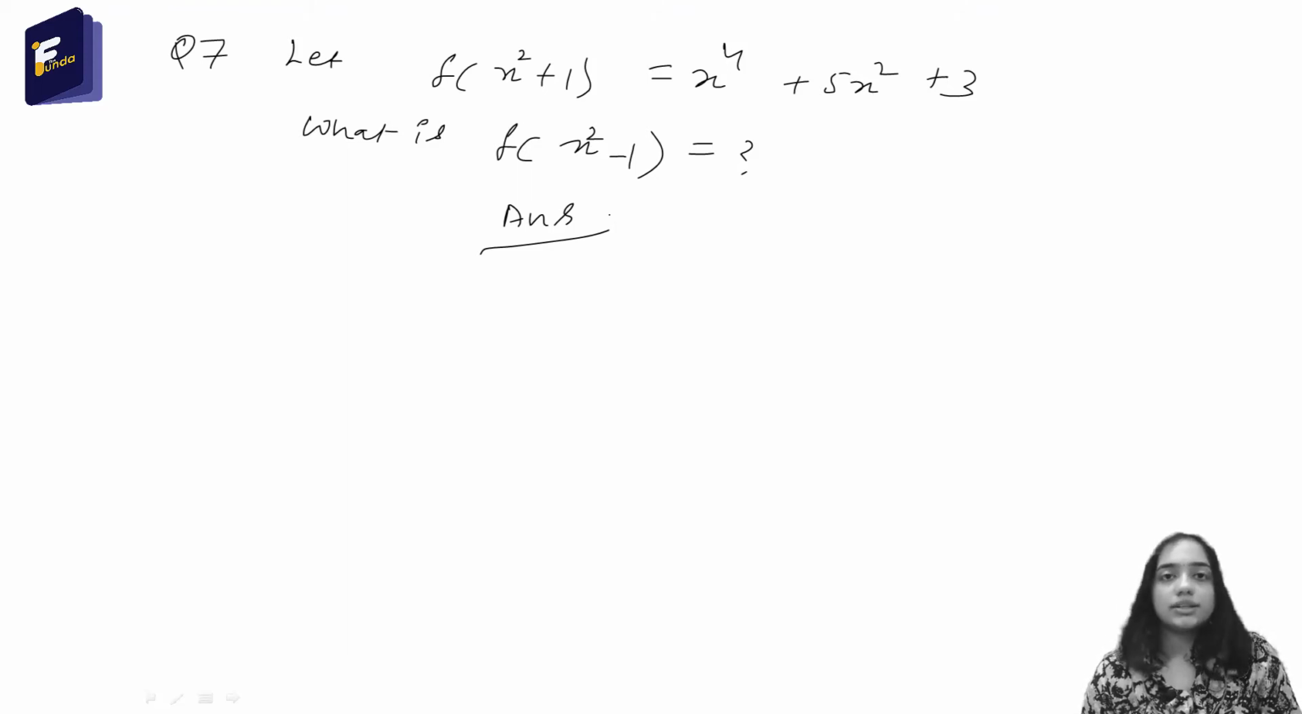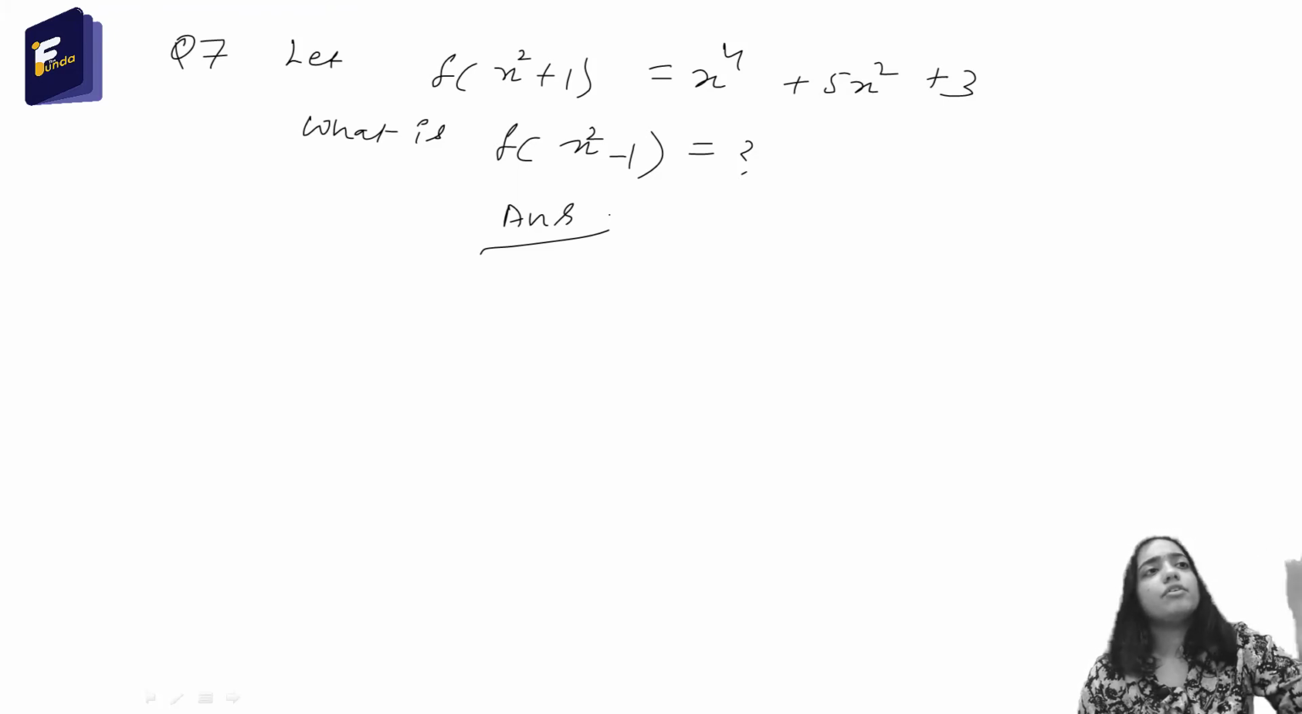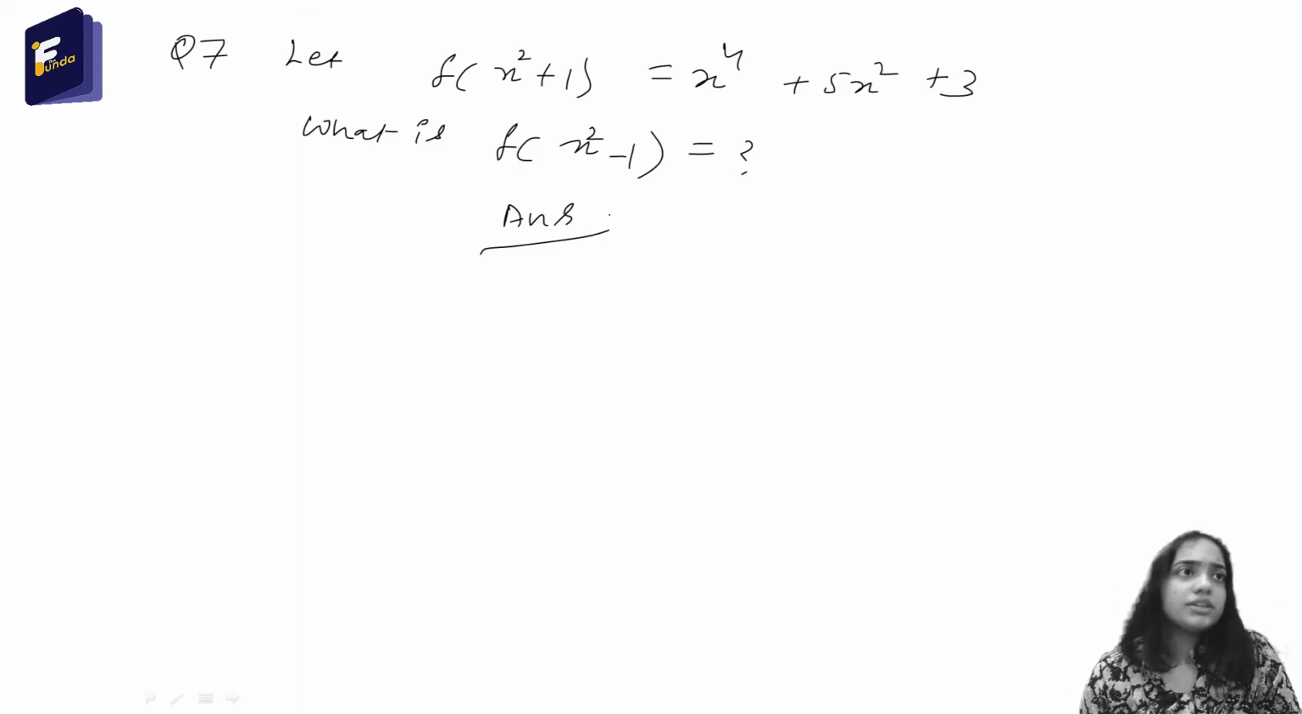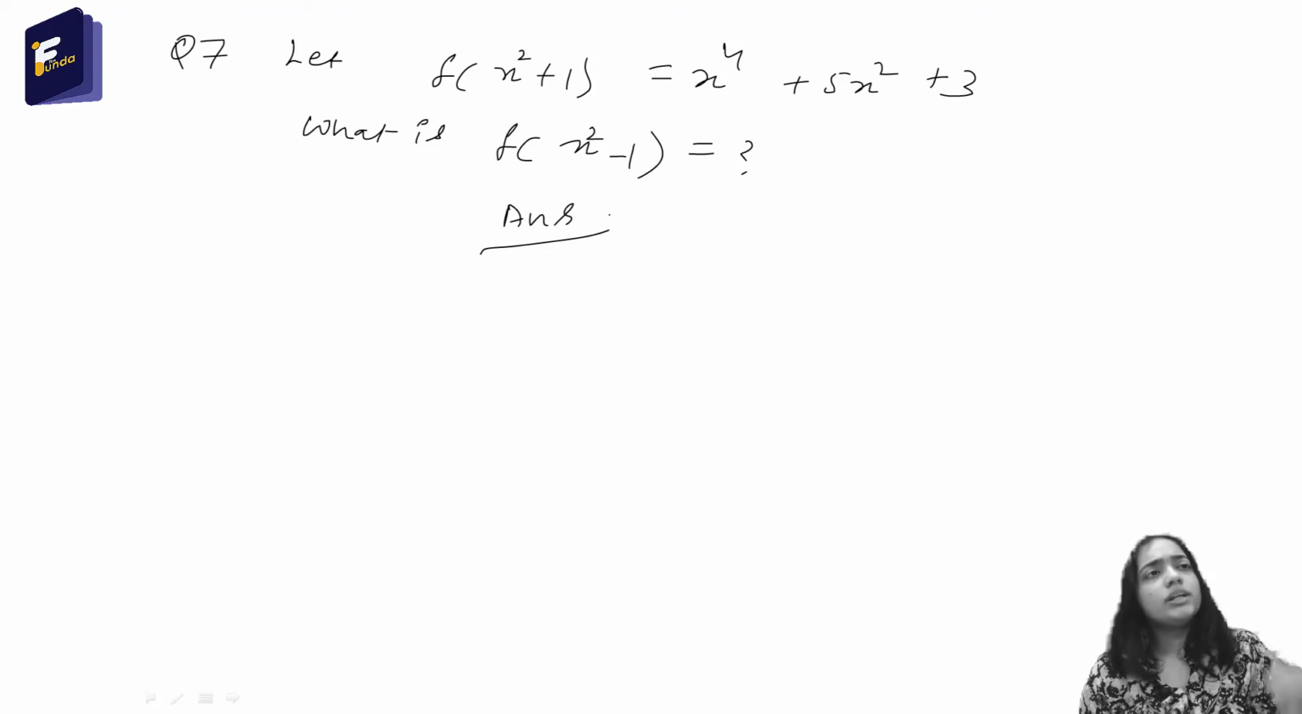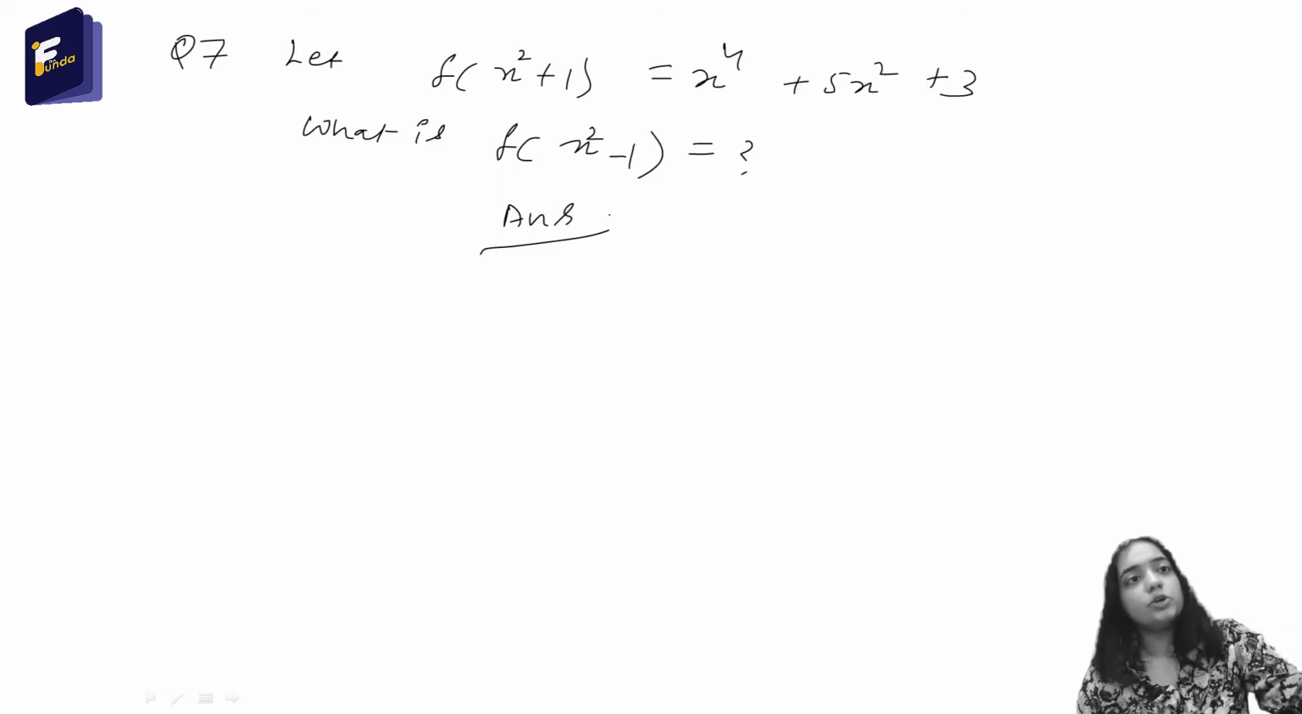Okay, so the answer to this question is: we are given f of x square plus 1 and we have to find f of x square minus 1. So first let us find what is actually f of x. It will be confusing for you if I take f of x, so say f of y. What is f of y? It means what happens when I put a variable, say y, into f.